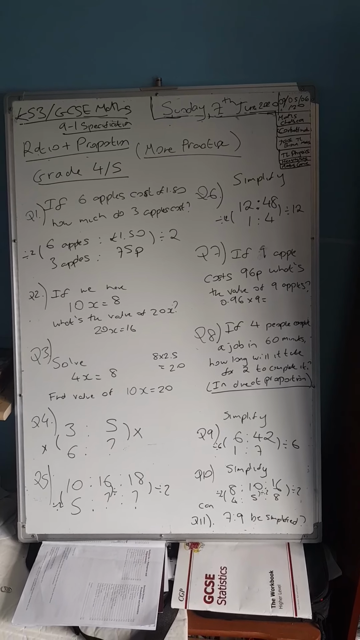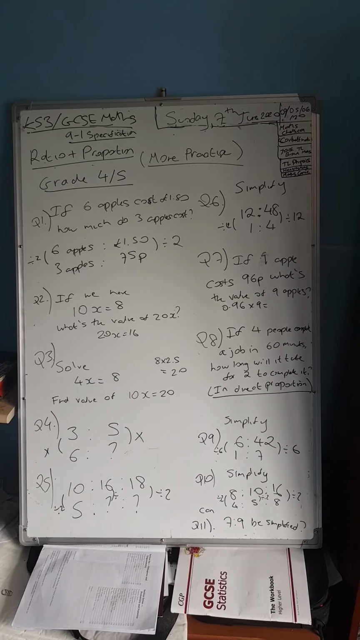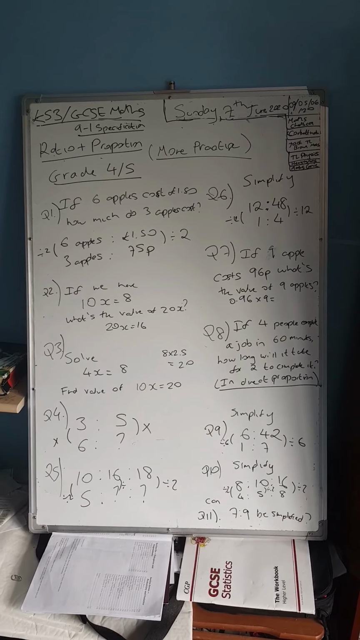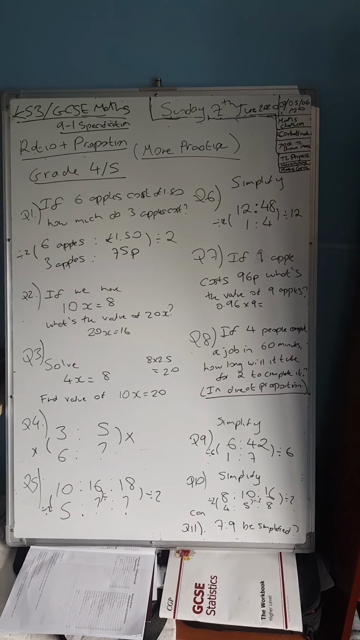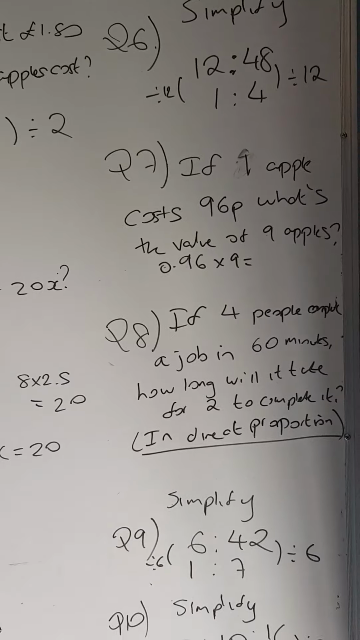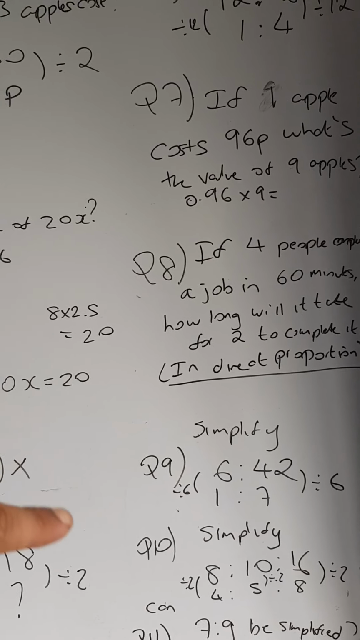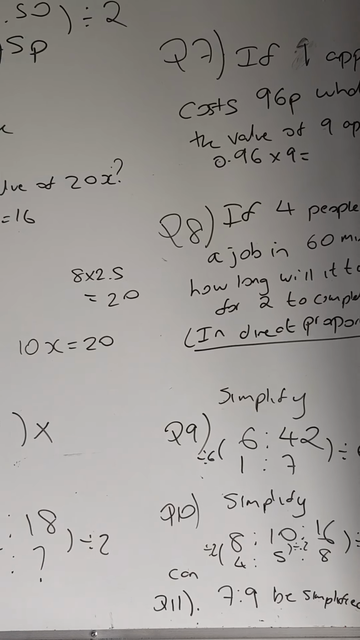Question number 9, simplify 6 to 42. It's going to be 1 to 7. Divide top and bottom by 6, so 1 to 7, and that's in its simplest form. Question number 10, simplify 8 to 10 to 16. Divide these 3 by 2, because they're all even numbers, so 4 to 5 to 8.